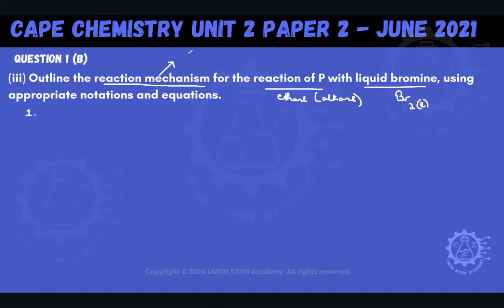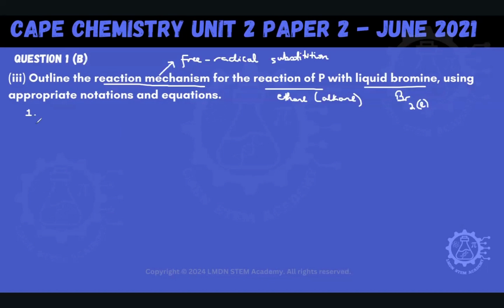The reaction mechanism here is going to be one called free radical substitution. And that's how alkanes react with halogens. So free radical substitution. That's the reaction mechanism that we're going to display. We're going to show everything, all the electron movements for a free radical substitution involving ethane and liquid bromine.